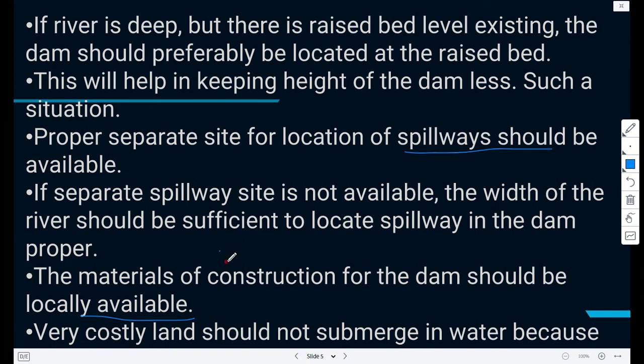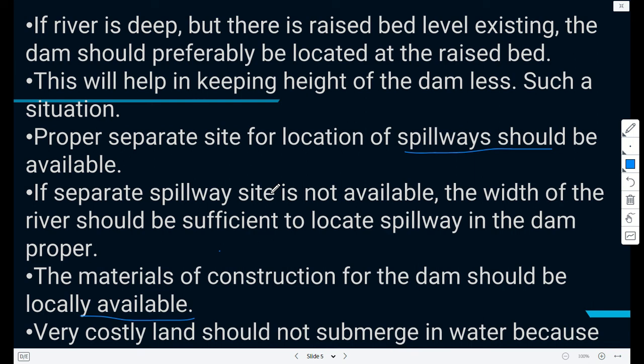Then we are saying very costly land should be avoided, because these are often community projects. The dam will probably provide hydroelectricity, and as a subsidiary or complementary function, it will provide water to the surrounding areas. If the water is processed, it could even be used as drinking water if it's treated well.